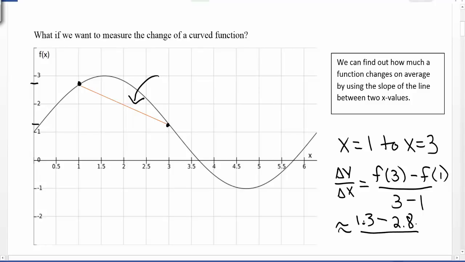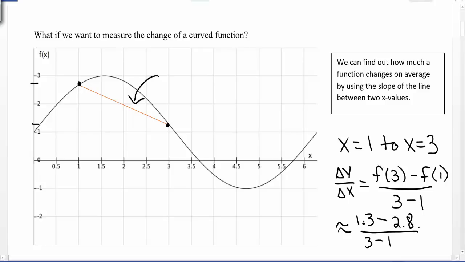So that's the change in y values, and then I'm going to divide that by the change in x, which was 3 minus 1. Order isn't necessarily important as long as you are consistent. I could have done f of 1 minus f of 3 divided by 1 minus 3, and I would end up with the same answer, but I have to be consistent with my x's and y's.